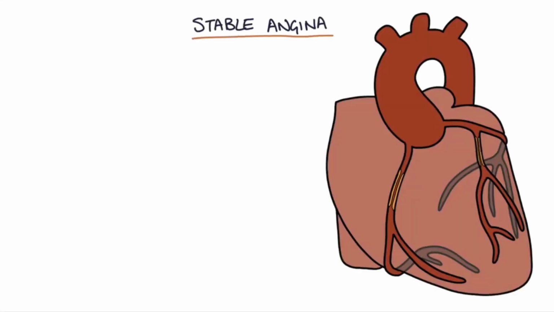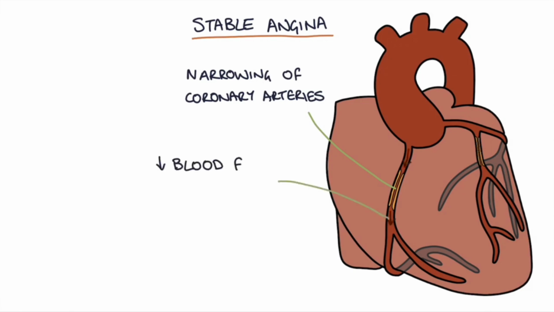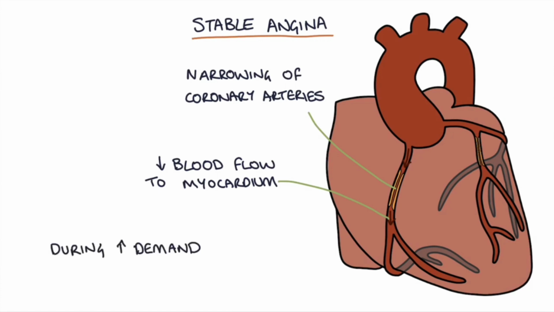In this video I'm going to be going through stable angina. Angina is caused by a narrowing of the coronary arteries that supply the heart with blood and oxygen. This narrowing of the arteries reduces the blood flow to the myocardium, which is the heart muscle. So during times of high demand, such as during exercise, there's insufficient supply of blood to meet the demand of the heart muscle when somebody has angina.